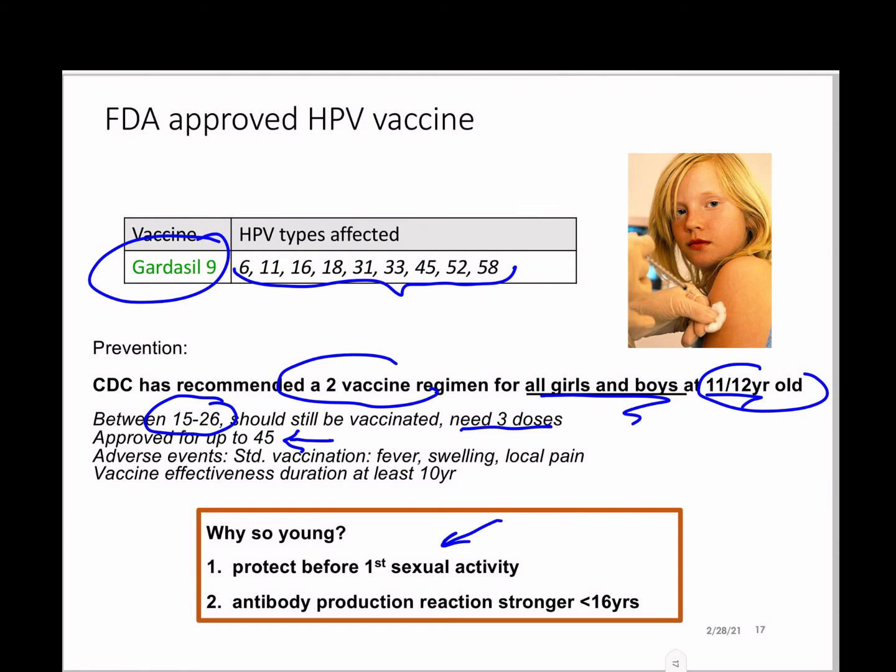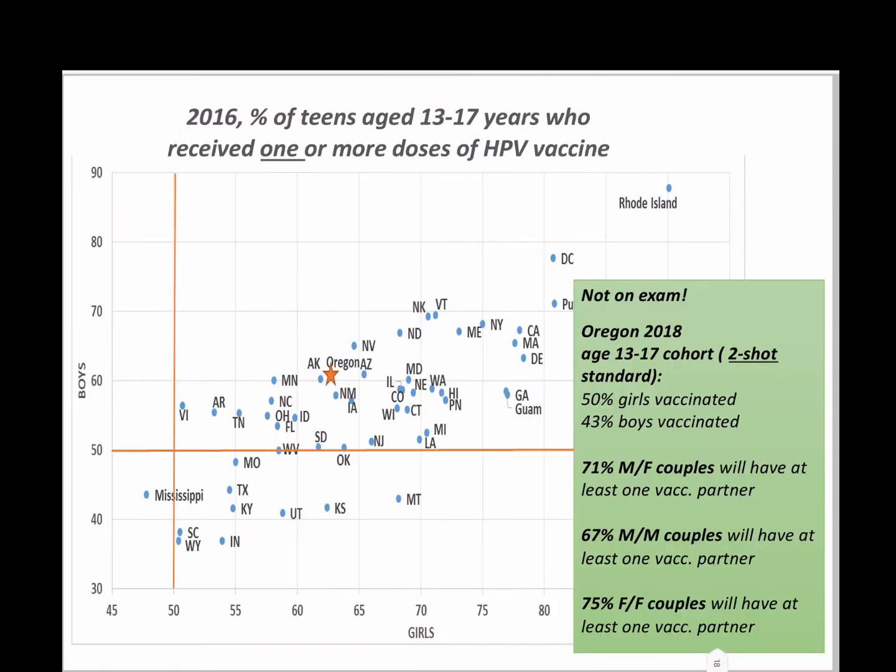Plus, for this particular vaccine, the antibody production is much stronger for people under 16 years old. And that's why they came back to this and said if you're between 15 and 26, you might need 3 doses. So now the HPV vaccine is pretty commonly given and pretty accepted. This is really just a piece of information that I think is pretty useful to have.